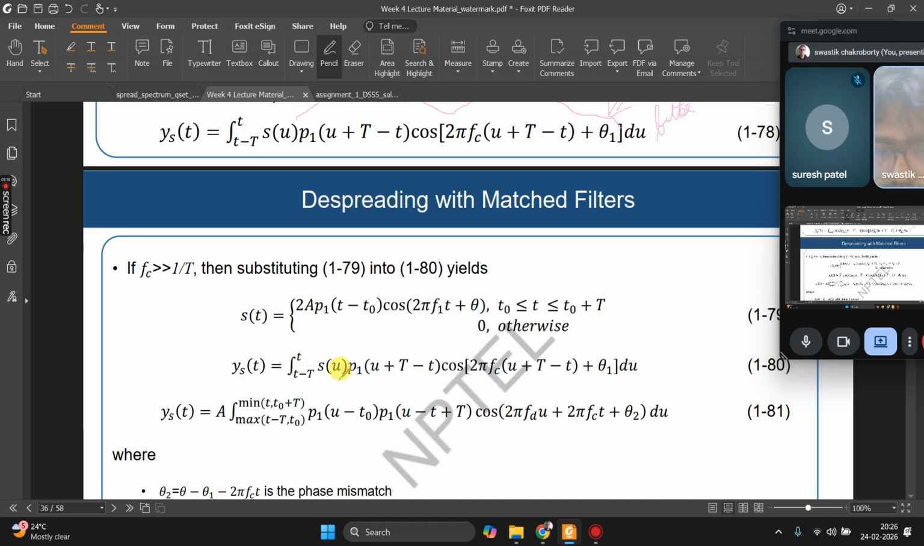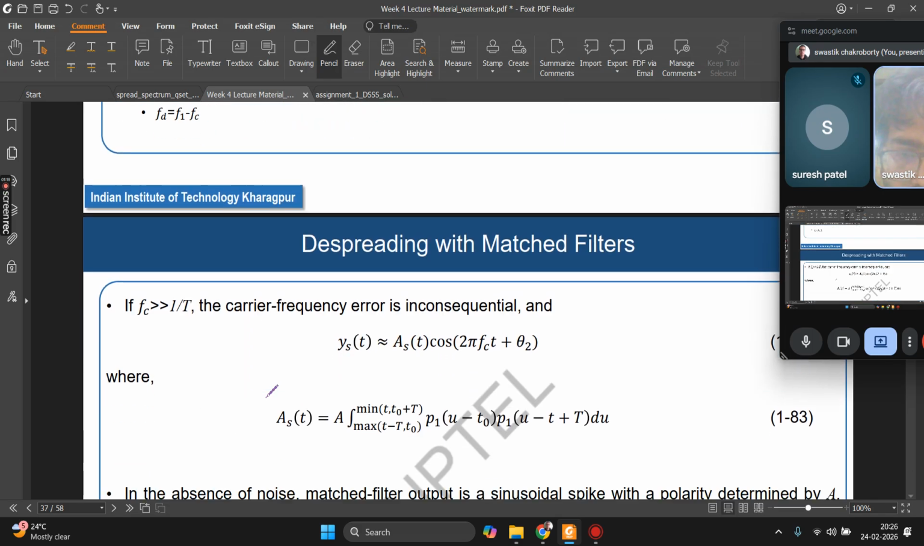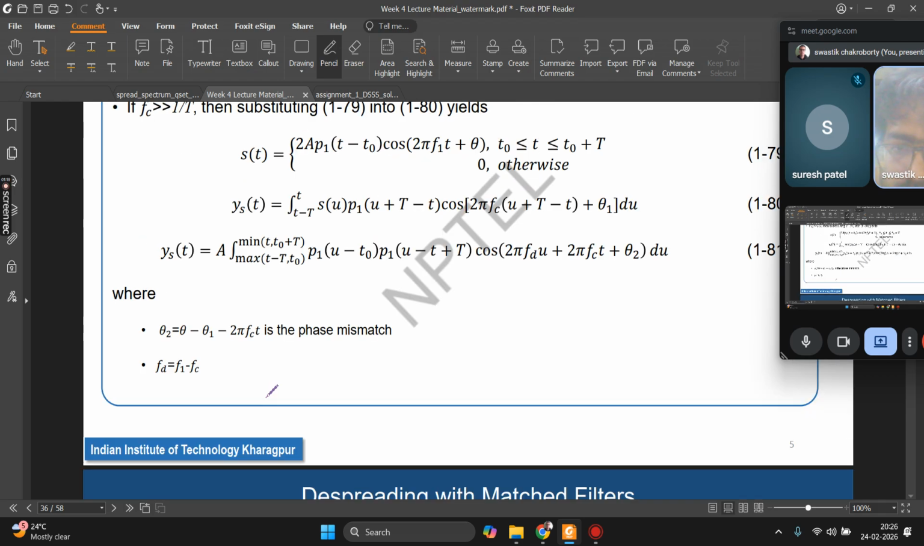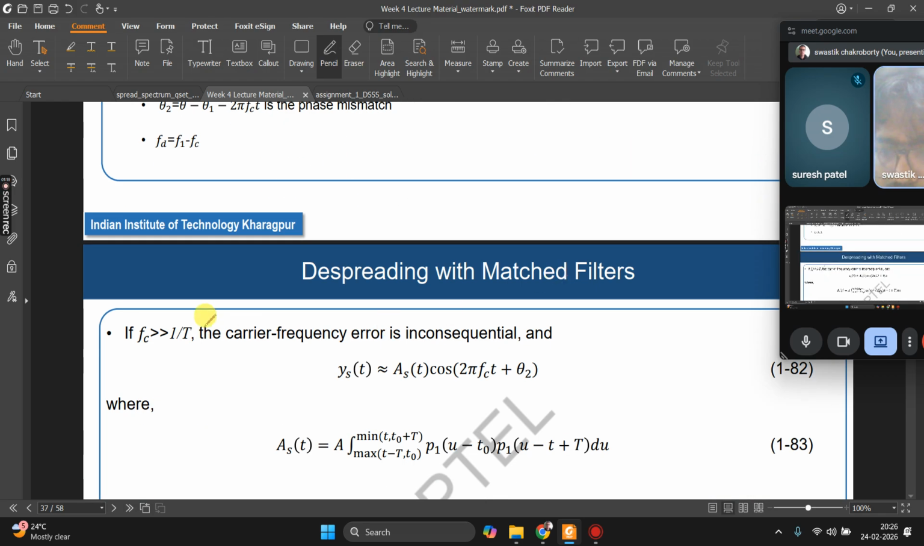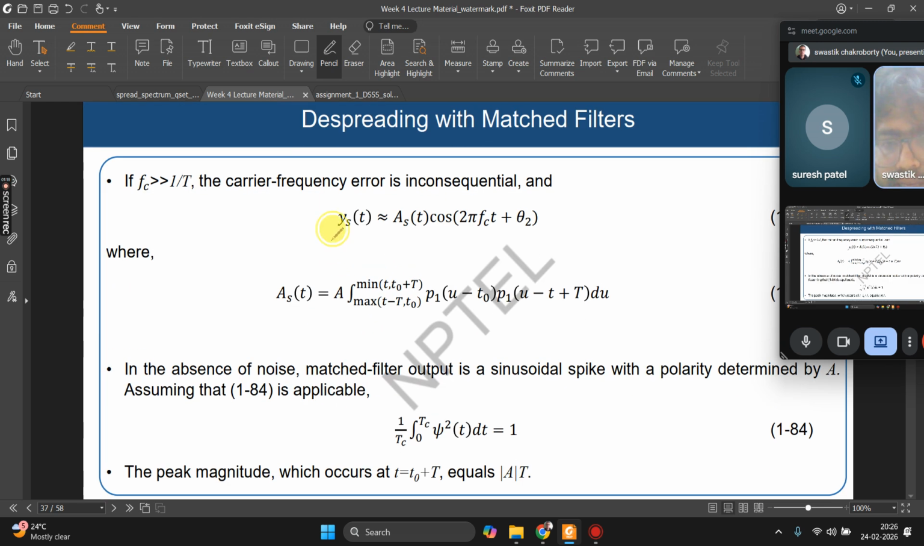Substituting, we have to expand this integration. If fc is much greater than the inverse of the chip period, then you can finally simplify it to y(t) equal to A(t) cos 2 pi fc t, where A(t) is an amplitude function which is inconsequential to the frequency, and basically it is a single tone. So you get back a single tone function. That is what is important.